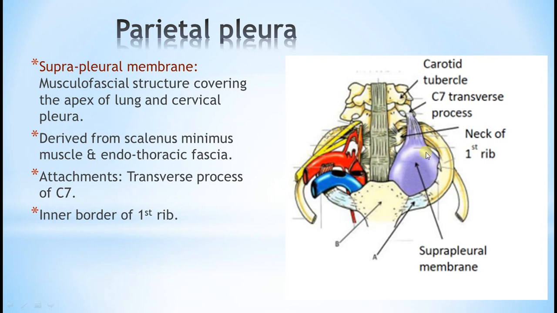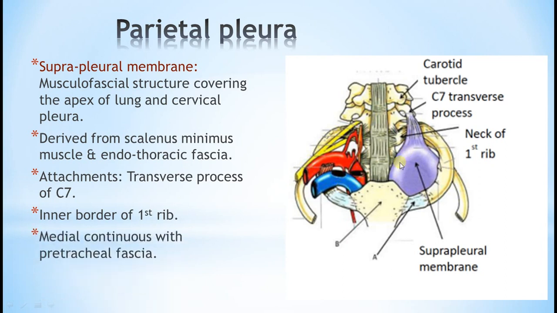So this suprapleural membrane separates your lung and the pleura from all the other structures above. These structures are all present outside the suprapleural membrane: your great vessels, that is your arteries or veins, or your nerves.